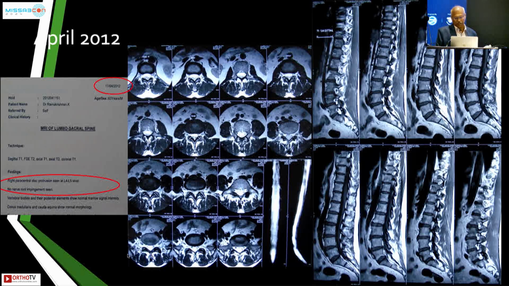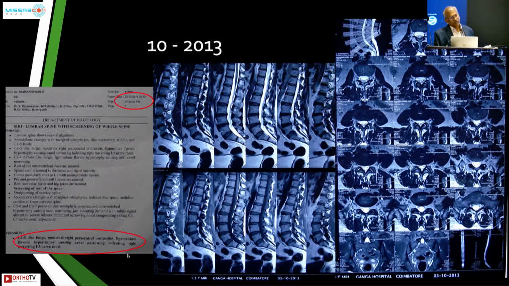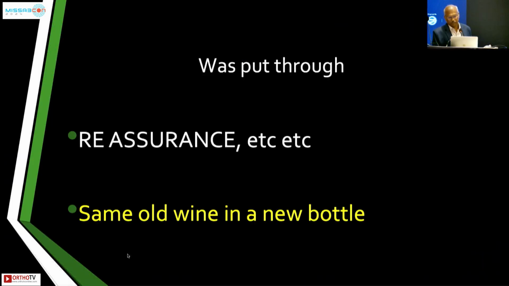On the left side the patient is still having pain. He is still going worse. He's not responding to physio, IFT, all this stuff, any medications. What to do next? Repeat the MRI, 2013. Go to another center, repeat the MRI. The same story repeats itself over and over again. He was put through reassurance, everything.